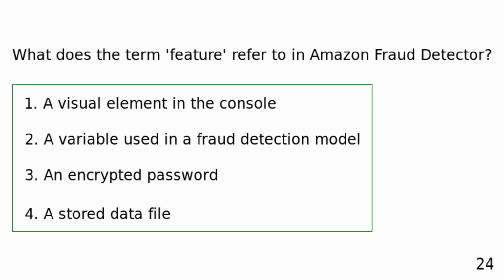What does the term feature refer to in Amazon Fraud Detector? A visual element in the console. A variable used in a fraud detection model. An encrypted password. A stored data file.